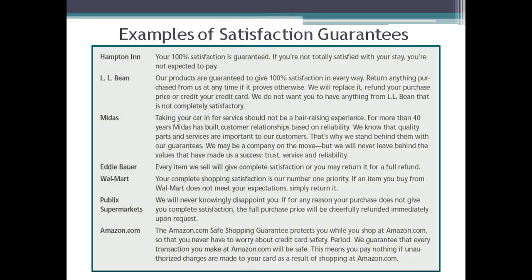You can't beat Walmart. Your complete shopping satisfaction is our number one priority. If an item you buy from Walmart does not meet your expectations, simply return it. As a small company, you may not be able to be that bold in a statement, but I encourage you to approach it as closely as you possibly can.